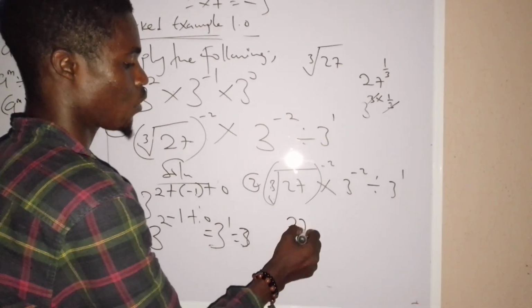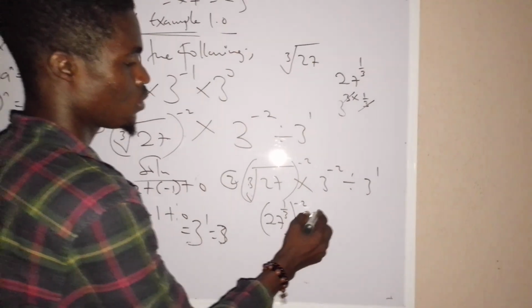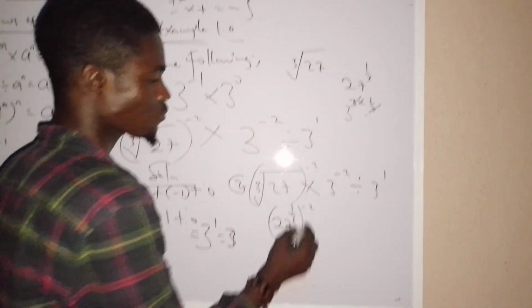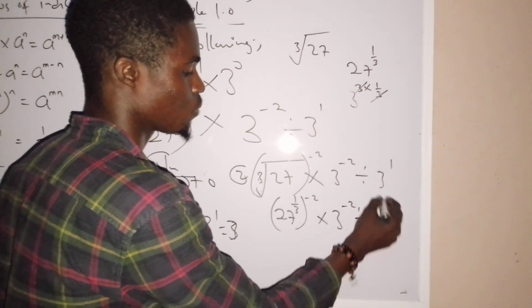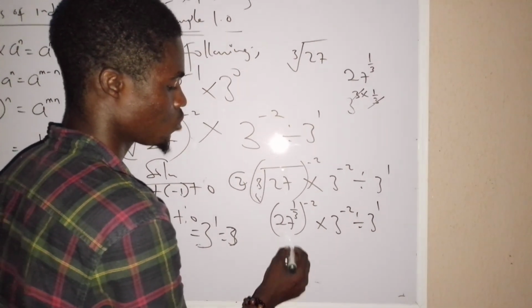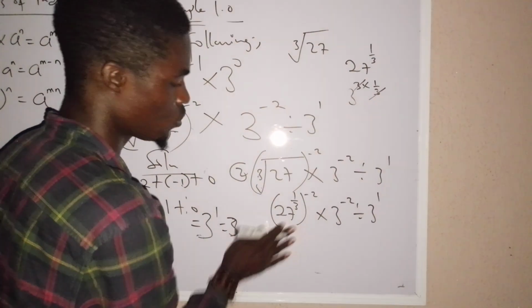Okay, let us solve it accordingly. 27 is power 1 over 3. This is power minus 2. Times 3 raised to power what? Minus 2, divided by what? 3 raised to power 1.